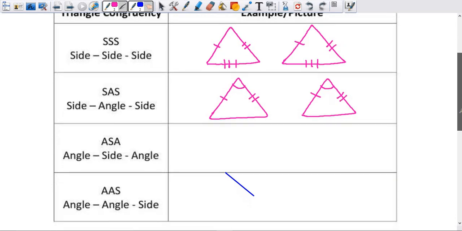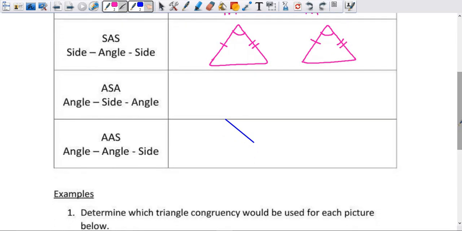of side angle side. We also have ASA, or angle side angle. So if we draw our 2 triangles, we would need angles that match. We'll need a side in the middle, and then another angle that matches. Okay? So the side has to be in between the angles. That's why it's called ASA.